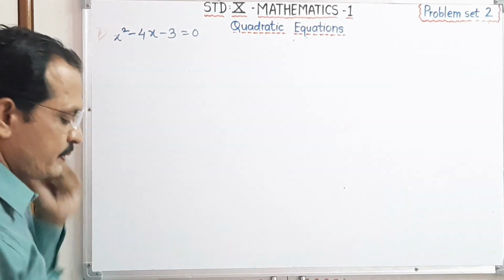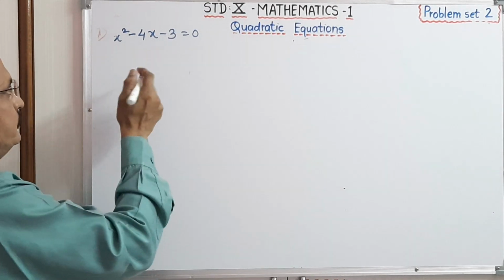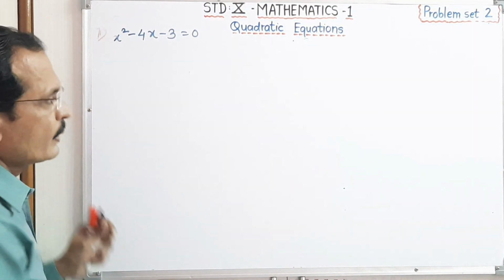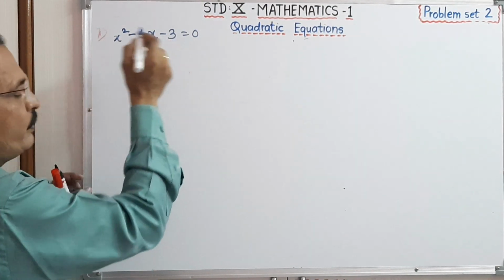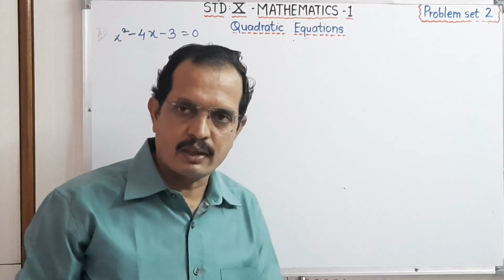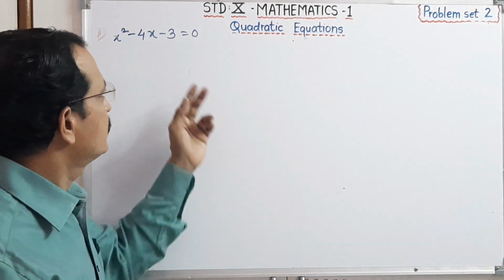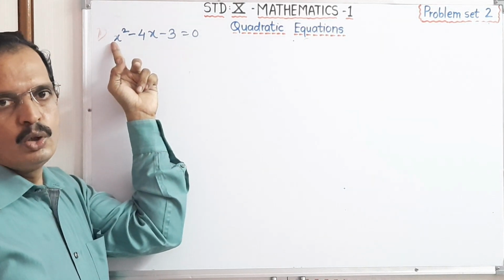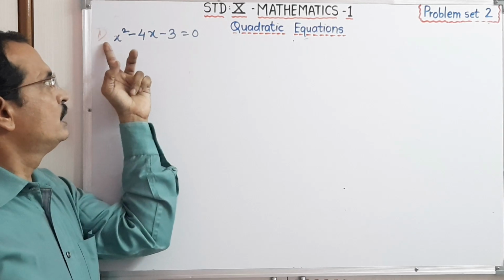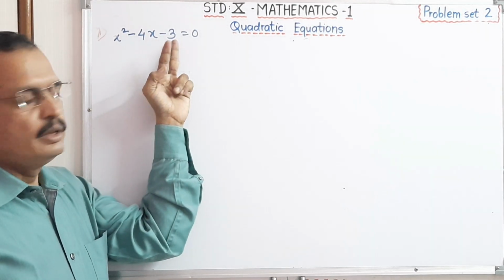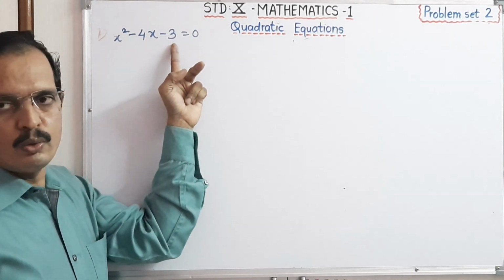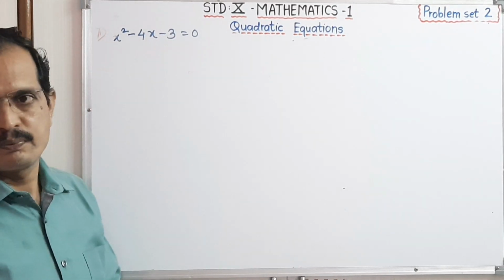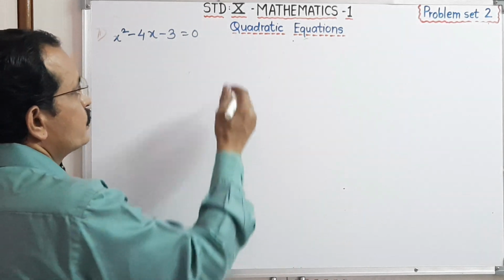Very interesting sum it is. Now see, x square minus 4x minus 3 is in standard form. Now if we have to solve by the factorization method, see the constant term and the coefficient of the quadratic term. The coefficient of the quadratic term is 1 and the constant is 3. We have to factorize the 3 whose subtraction should be 4. Is it possible, dear student?